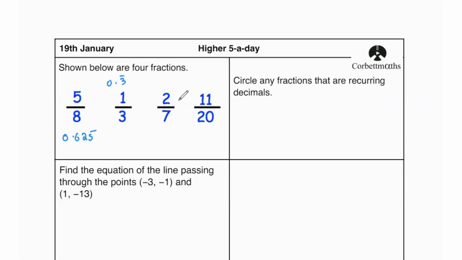If you divide 2 by 7, that's going to be 0.28571442, and all this recurring. Then 11 divided by 20 is basically going to be 0.55. So as you can see, the only fractions that are recurring fractions are 1/3 and 2/7.